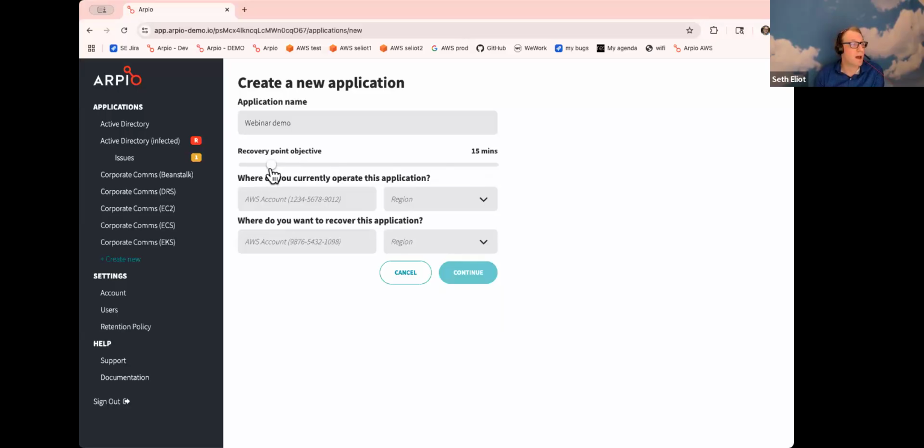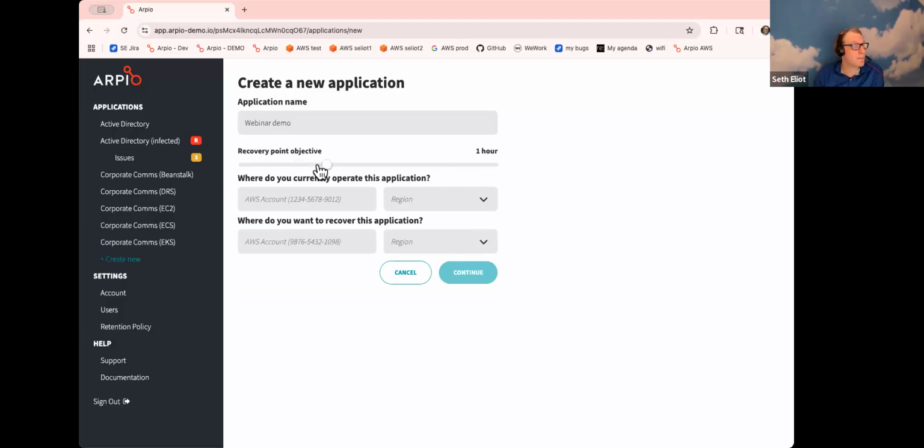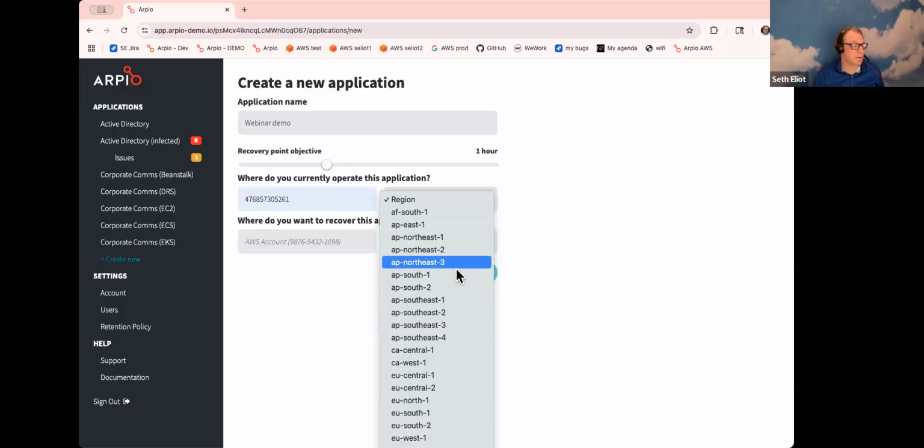We even have a real-time option. Real-time works with certain data sources, not all of them. It works with EC2, S3, DynamoDB, and Aurora. But I'm going to go with 1 hour for my demo. Now I have to give it a couple of pieces of information: my source account, there's my source account there, and my source region.